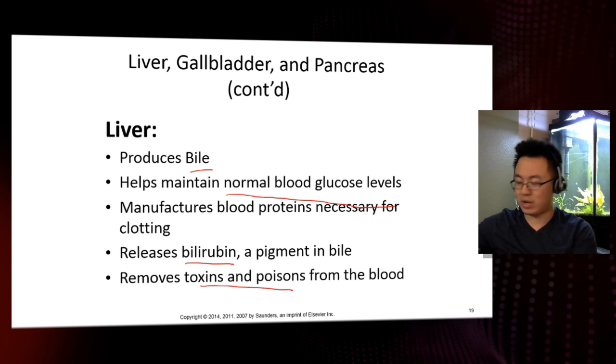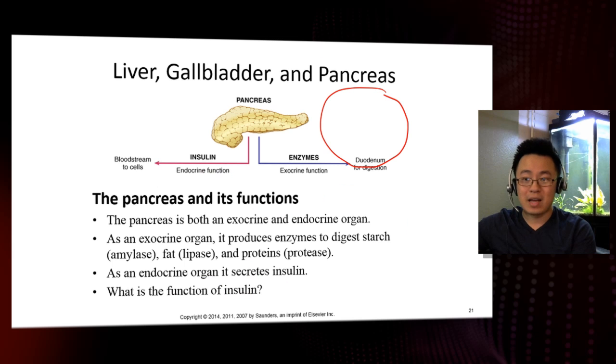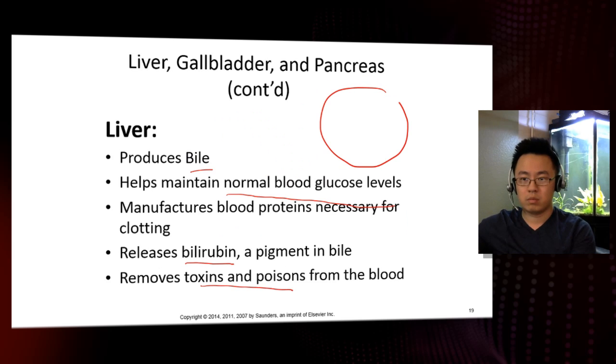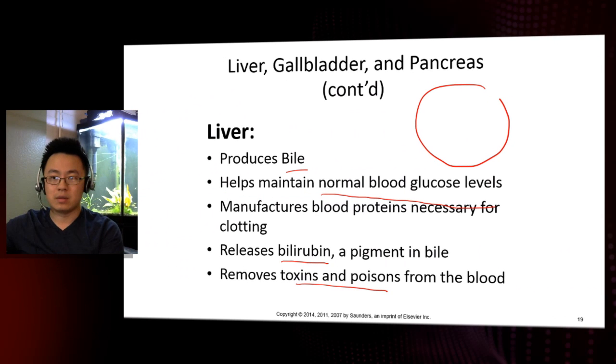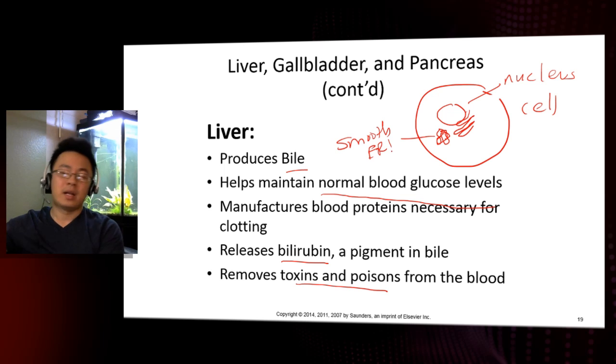Now, just a little bit of extra information. Inside of your cells, you have, of course, the nucleus. You have the rough endoplasmic reticulum, but then you have this other structure here known as the smooth ER. Okay, the smooth endoplasmic reticulum, or smooth ER, is the site responsible for detoxification of a lot of the chemical toxins out there.